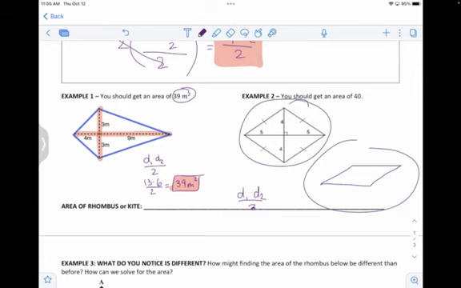Rhombuses have equal sides. Yep. They do. Could a parallelogram have equal sides? Yep, it could. Can it be a rhombus and a parallelogram at the same time? It can. So really, guys, you could use either a rhombus formula or a parallelogram formula, but it's about what information they give you.